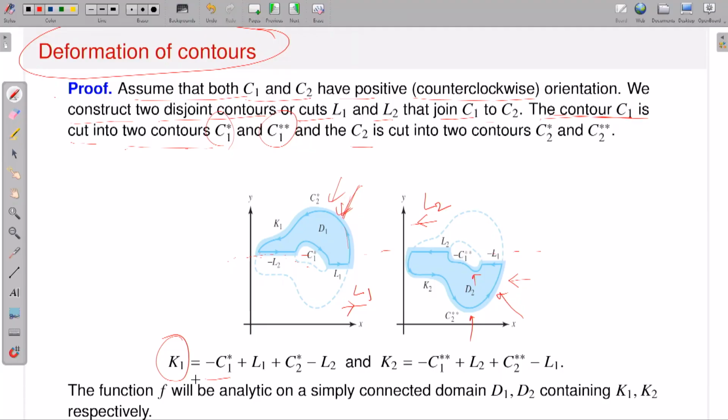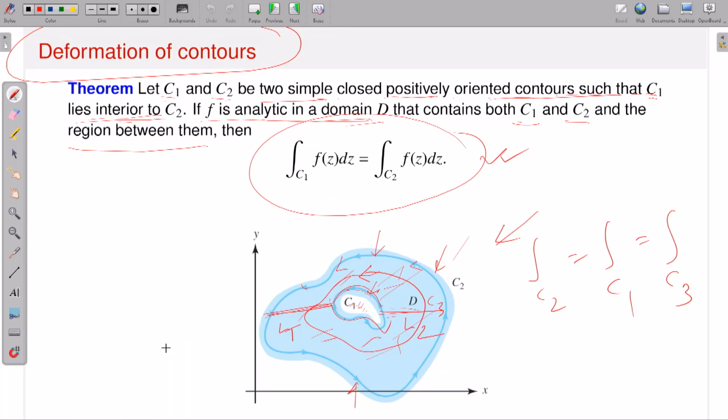So I am saying that you start K1. K1 is minus of C1 star. Now what is C1 star? C1 star is going from there to there. So what is minus C1 star? It should be in the opposite direction. Let me just check what C1 star is.